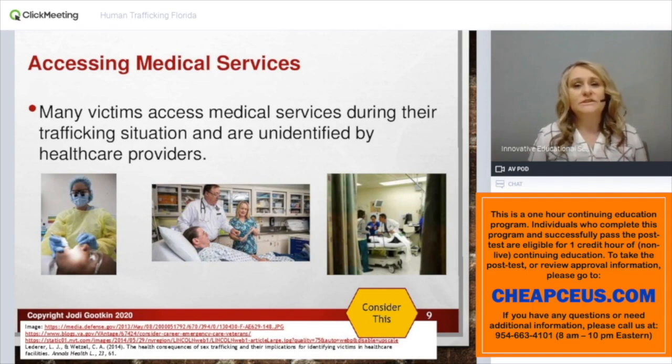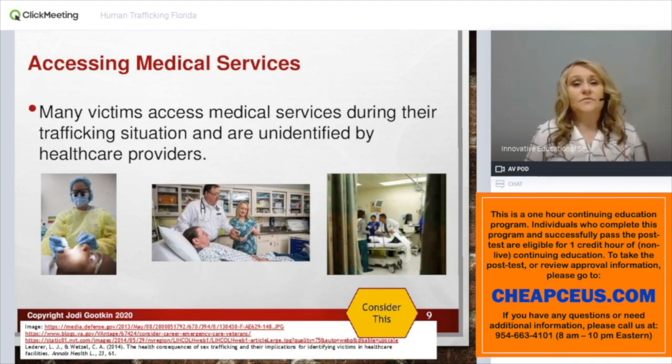The most common places where these individuals are taken to receive care are emergency rooms, urgent care centers, and Planned Parenthood. Often it will be facilities where it's a cash type of basis and insurance is not being utilized. Florida has recognized that as healthcare providers, we are on the front lines of this and encountering these victims. It's important that we become aware of how to identify them, because of those accessing medical services, the majority are going unidentified.